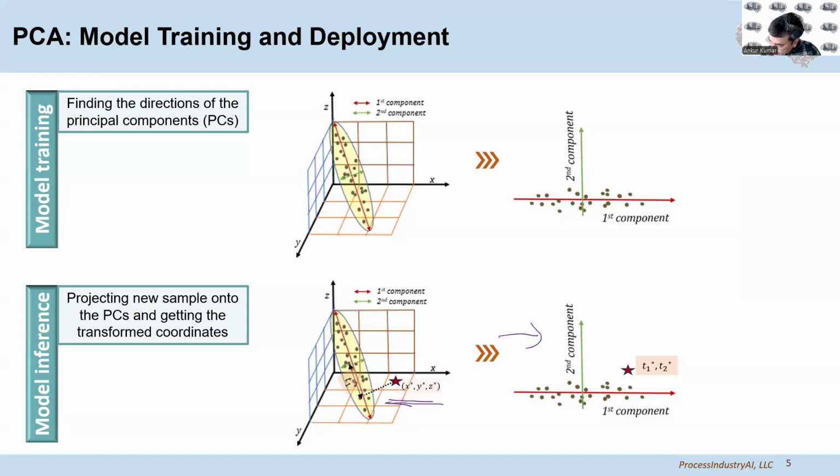Basically, we have our original data point with coordinates x star, y star, and z star, and using our trained PCA model, we have projected it into a low dimensional space where its new coordinates are t1 star and t2 star. So this is t1 star and this is t2 star. And finding these coordinates basically entails projecting this data point onto each of the principal components and then looking at the coordinates along that principal component.